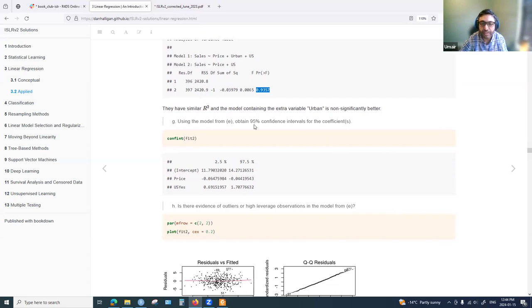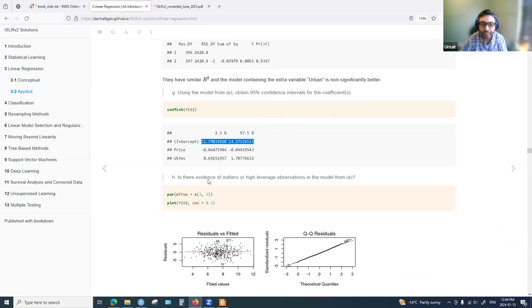The next part is to obtain 95% confidence intervals for the coefficients. Previously, we've seen the confidence intervals for the predicted value. For that, we use the predict function. But to get the confidence intervals for coefficients, we use the confint function. For the first coefficient, which is the intercept, we get the two interval bounds based on the 95% confidence interval. Similarly, we get them for price as well as for the US predictors.